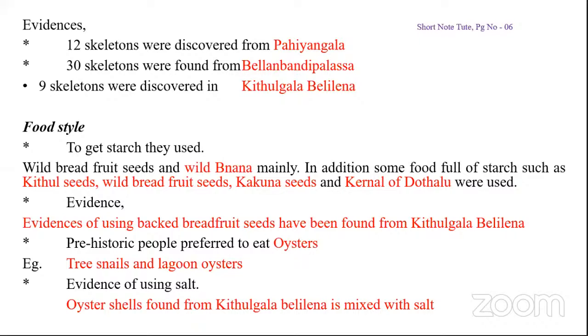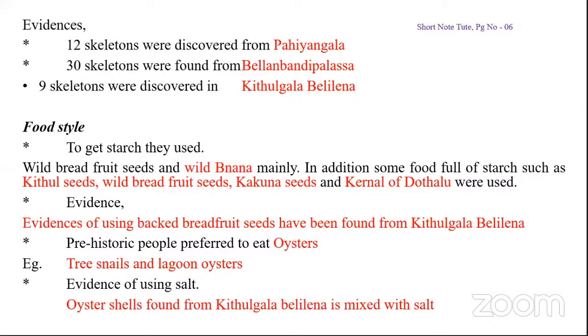Prehistoric people preferred to eat oysters. These oysters are actually not sea oysters, because they did not have any method of finding sea oysters. They were tree snails. In our low country wet zone, there were snails in the trees. They used those tree snails, and they were one of the favorite foods of the Stone Age men of Sri Lanka: tree snails, and even lagoon oysters.